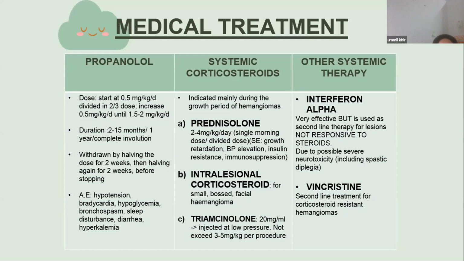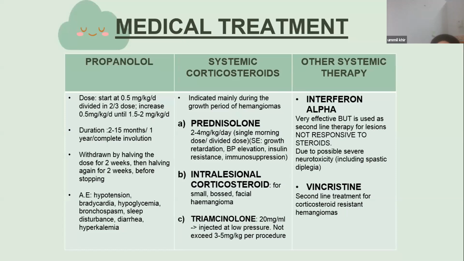This one is indicated mainly during the growth period of hemangioma. Okay, the first one is prednisolone. We will give 2 to 4 milligram per kg per day, as a single morning dose or divided doses. It also has side effects, which are growth retardation, blood pressure elevation, insulin resistance, and immunosuppression. And the second one is intralesional corticosteroid. This one is for small bossy and facial hemangioma.